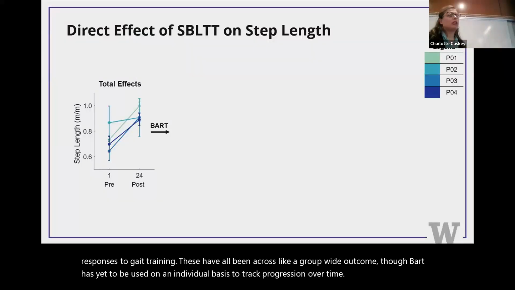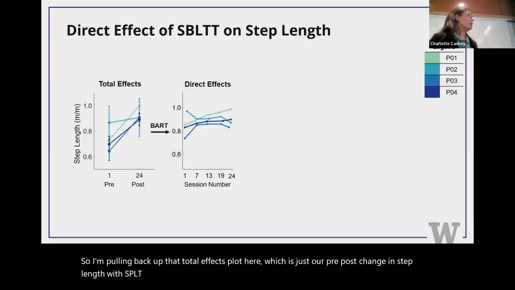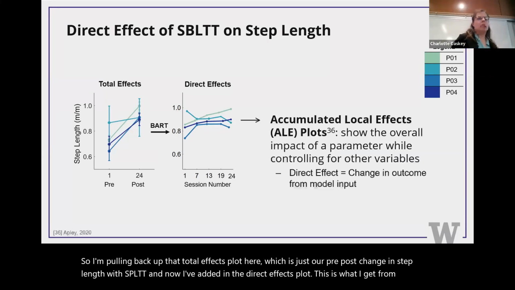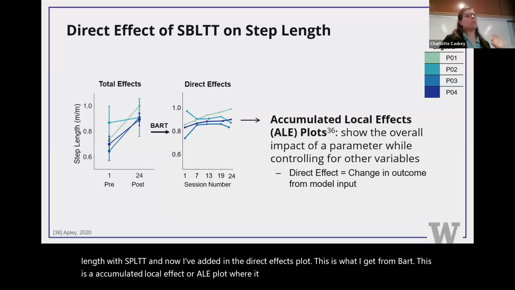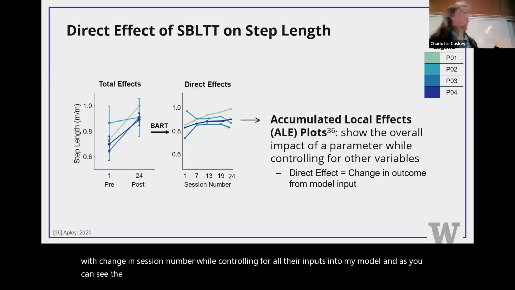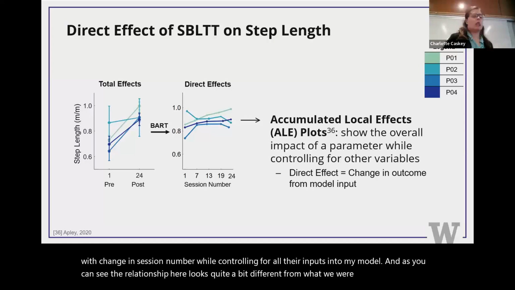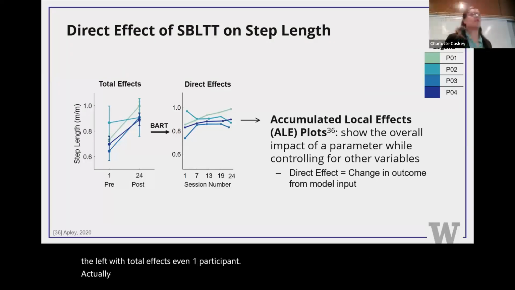So I'm pulling back up that total effects plot here, which is just our pre-post change in step length with SPLTT. And now I've added in the direct effects plot. This is what I get from BART. This is an accumulated local effect, or ALE plot, where it shows the change of my outcome, step length, with change in session number, while controlling for all the other inputs into my model. And as you can see, the relationship here looks quite a bit different from what we were seeing pre-post on the left with total effects. Even one participant actually declines with session number, which I'll talk about in a little bit.